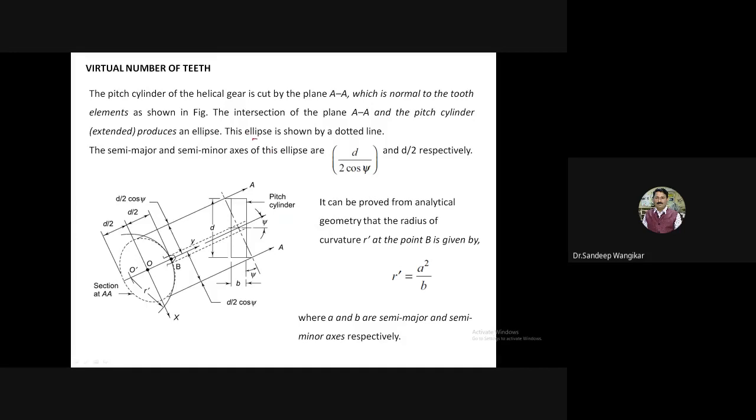So for this case of ellipse, we have to define the semi-major and semi-minor axis. So this is the semi-major and this is the semi-minor axis. Semi-minor axis, no problem, d by 2, d by 2. This distance and again this distance, no problem. Semi-major axis, this is the distance of semi-major axis. This distance and this distance.